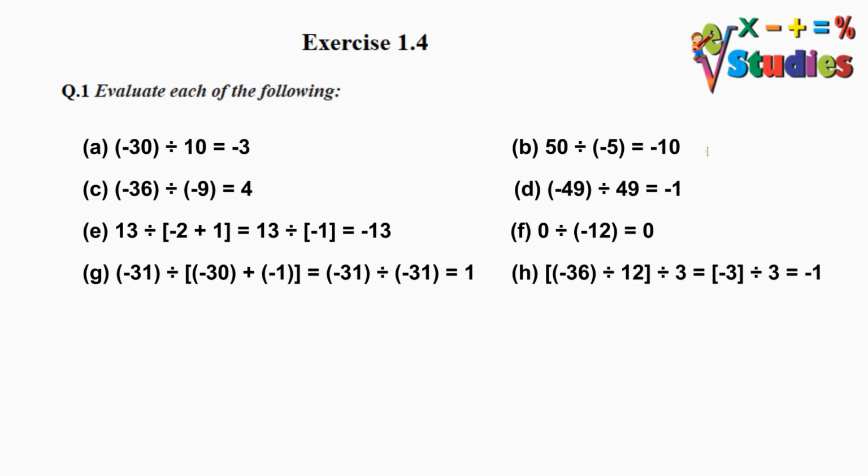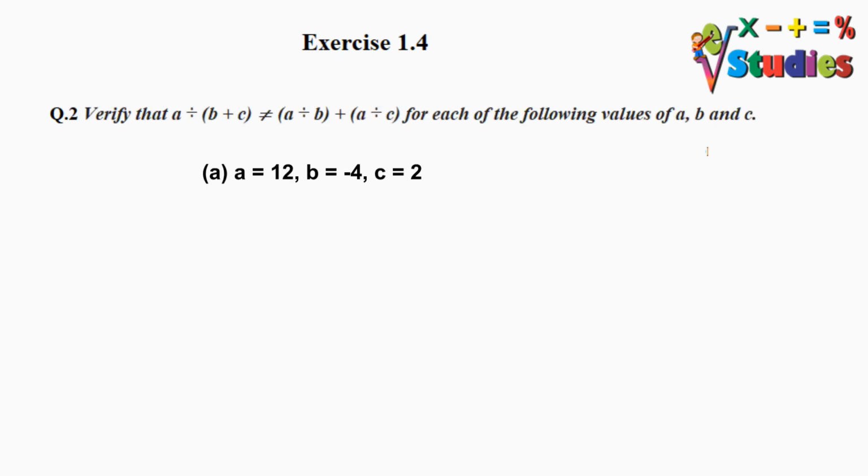Question H, in the bracket we have negative 36 divided by positive 12. That will give us negative 3, and outside the bracket it is also divided by 3. So negative 3 divided by positive 3 will give us negative 1. Looking at question I, we have negative 6 plus 5 divided by negative 2 plus 1. Negative 6 plus 5 will give us negative 1, and negative 2 plus 1 will give us negative 1. So negative 1 divided by negative 1 will give us positive 1.